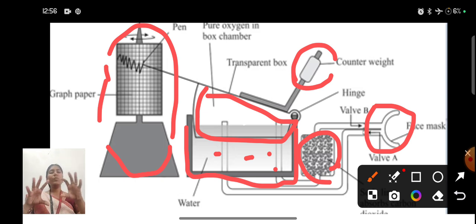So this is a very simple, traditional method of spirometer. In this way they can measure the lung volumes and lung pressure.